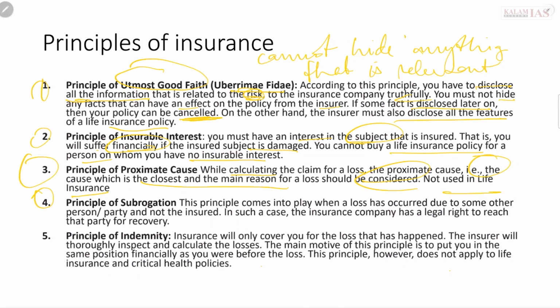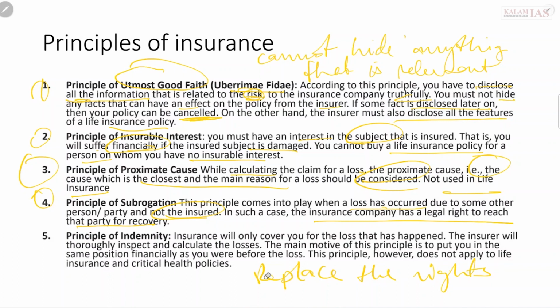Next is the principle of subrogation. Subrogation basically means to replace the rights. Okay. This principle comes into play when a loss has occurred due to some other party and not the insured. In such a case, the insurance company has a legal right to reach the party for recovery.